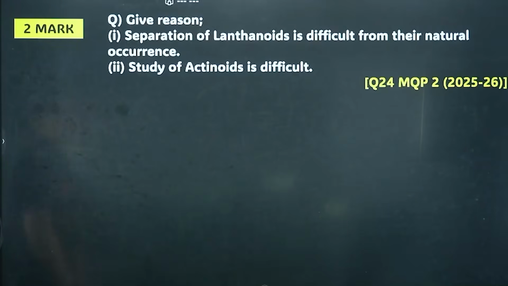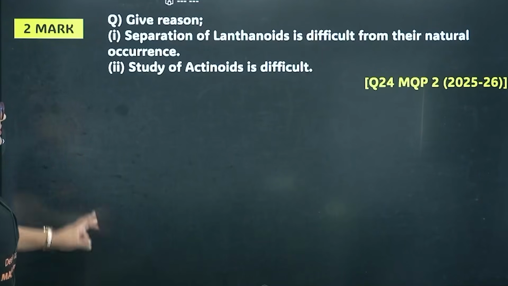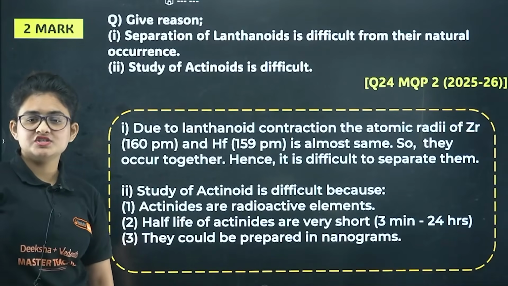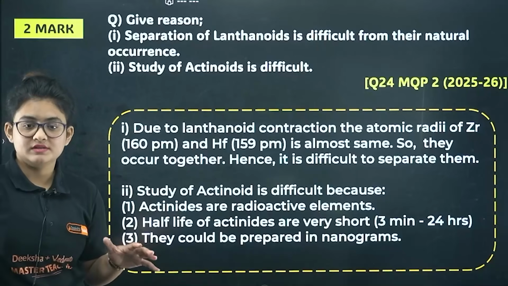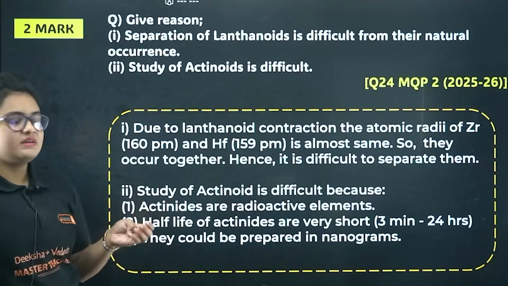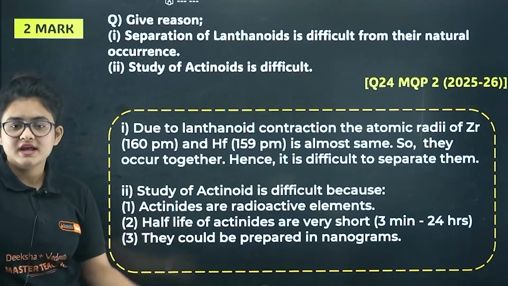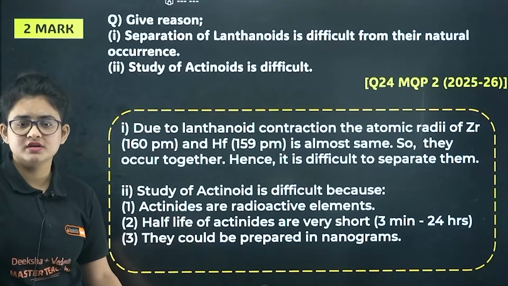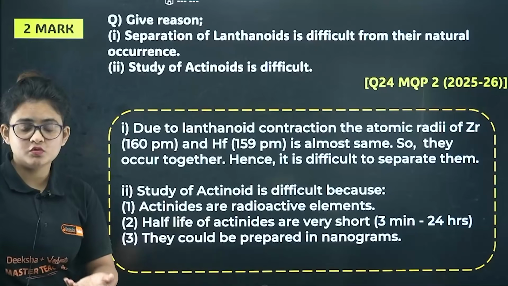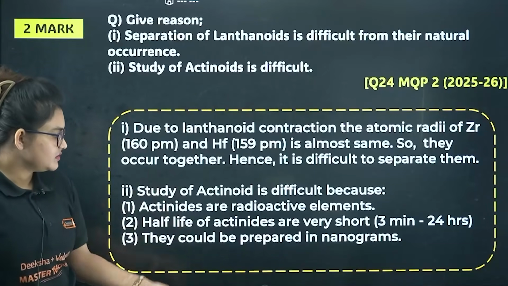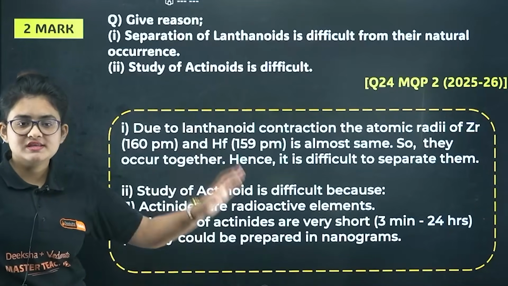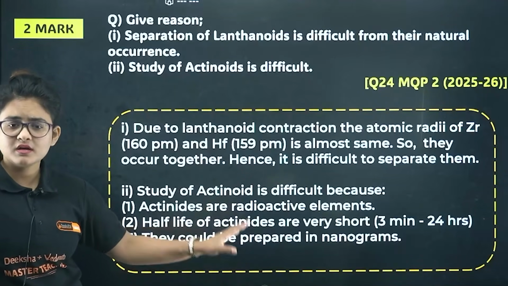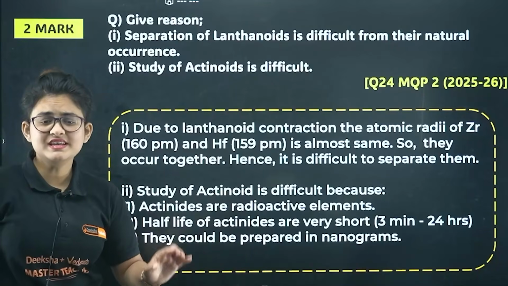Give reason. Separation of lanthanides is difficult from their natural occurrence. Here I already told you, due to the lanthanide contraction, the atomic radii of zirconium and hafnium become almost similar, so they occur together. Next, study of actinides is difficult. Why? First of all, they are radioactive elements. Next, their half-lives are very short, so you need more time to do research on them. Next, they can be prepared only in nanograms. So these are the reasons why actinoid study is difficult.